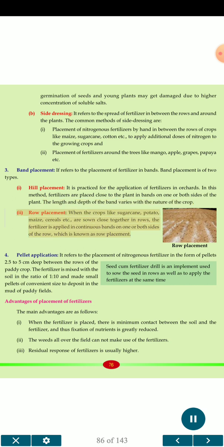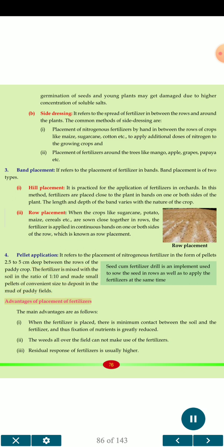2. Row placement. When crops like sugarcane, potato, maize, cereals etc. are sown close together in rows, the fertilizer is applied in continuous bands on one or both sides of the row, which is known as row placement. 4. Pellet application. It refers to the placement of nitrogenous fertilizer in the form of pellets 2.5 to 5 cm deep between the rows of the paddy crop. The fertilizer is mixed with the soil in the ratio of 1:10 and made into small pellets of convenient size to deposit in the mud of paddy fields.